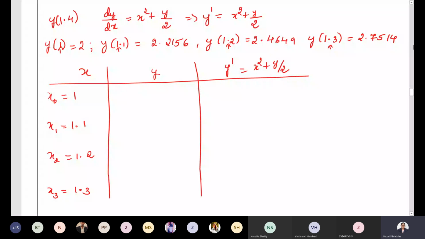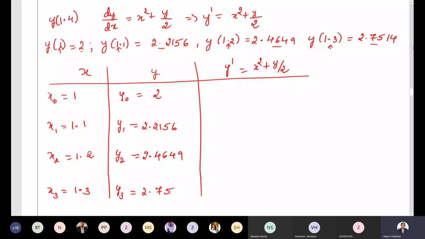What are the corresponding Y values? Y naught value is 2. See Y naught value, this is Y naught, Y1, Y2 and Y3. So what will be Y1? 2.2156. What will be Y2? 2.4649. What will be the value of Y3? 2.7514. So these are the things which are given to us.